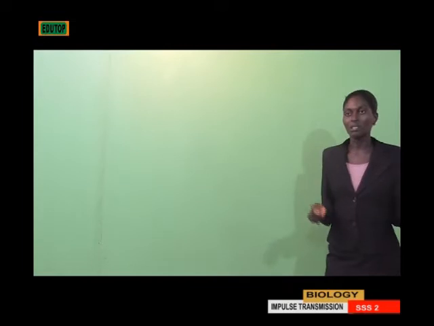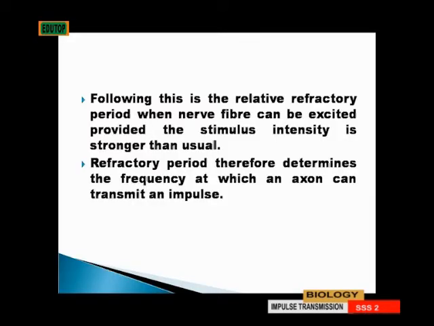So after an impulse has been transmitted, there is a resting stage during which no impulse is transmitted no matter how strong, and it lasts for about 3 milliseconds. Following this rest, or refractive period, it is called the refractive period because we have what we call resting potential and action potential before.